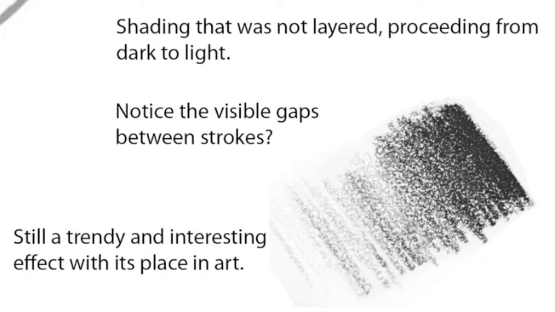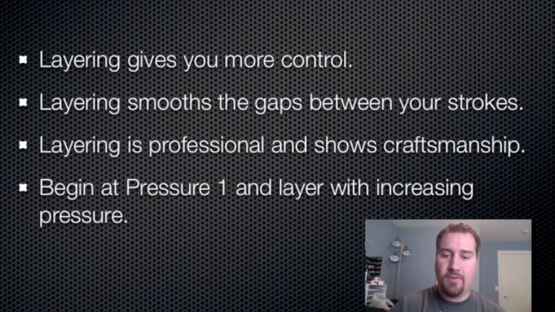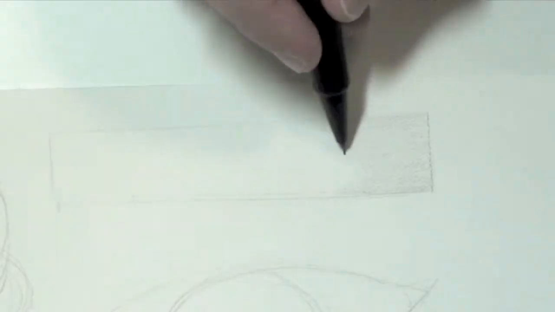And for strong, realistic work, you use layering. To layer, once again, begin at pressure 1 with your lightest values, and as you need to darken the area in certain spots, increase it another step, and then another step up.